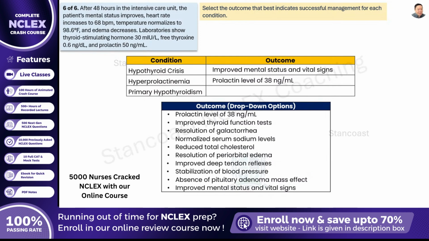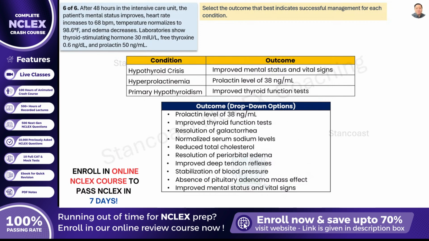Let's move into the primary hypothyroidism. What do you think would best fit in this condition? The outcome for this is improved thyroid function tests. This is very straightforward. If your patient has primary hypothyroidism and you have started them on the levothyroxine IV, you want to see the TSH going down and the free T4 going up. Even if they are not fully normal yet, you're going to see that trend that tells you the treatment is actually doing what it's supposed to do.